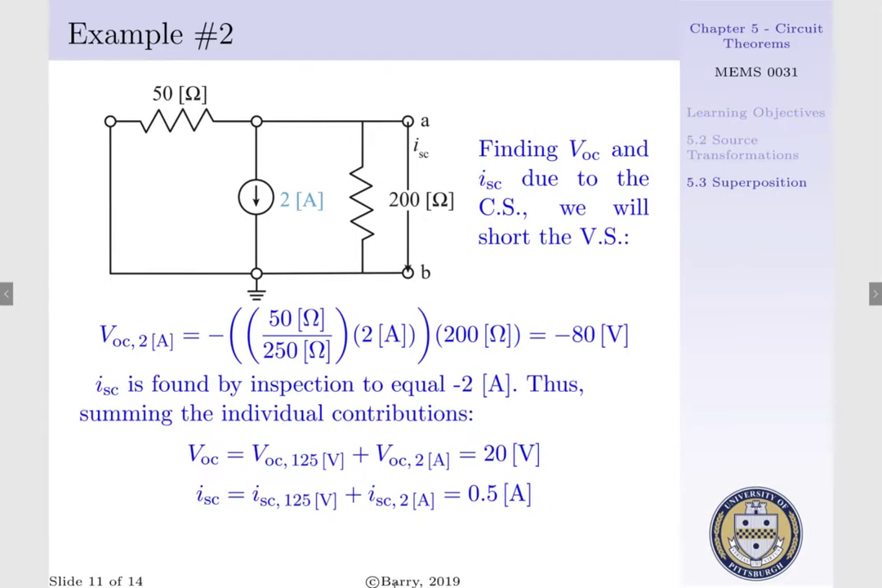Lastly, we will sum the individual contributions from each of our sources. Thus, our open circuit voltage is equal to that produced by our 125 volt source plus that produced by our 2 amp source, which gives us a value of 20 volts. Our short circuit current is that produced by our 125 volt source plus that from our 2 amp source, giving us a value of 0.5 amps. We see this is the same value that we determined using NVA.